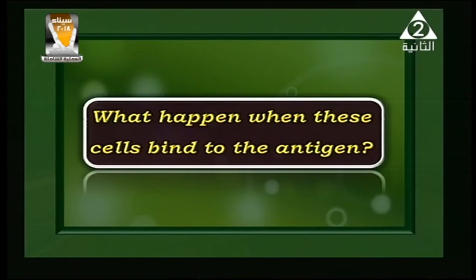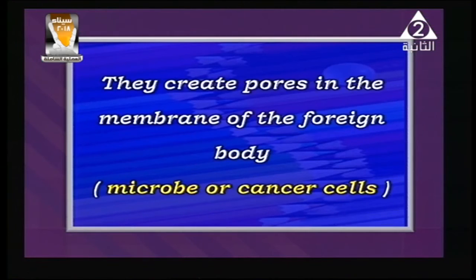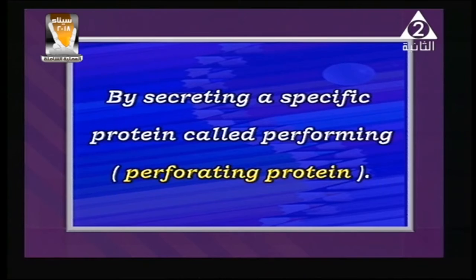We have here a point about that. What happens when these cells bind to the antigen? Number one, they create pores in the membrane of the foreign body, like microbes or cancer cells, whatever, by secreting specific proteins, like what? Pore-forming proteins.